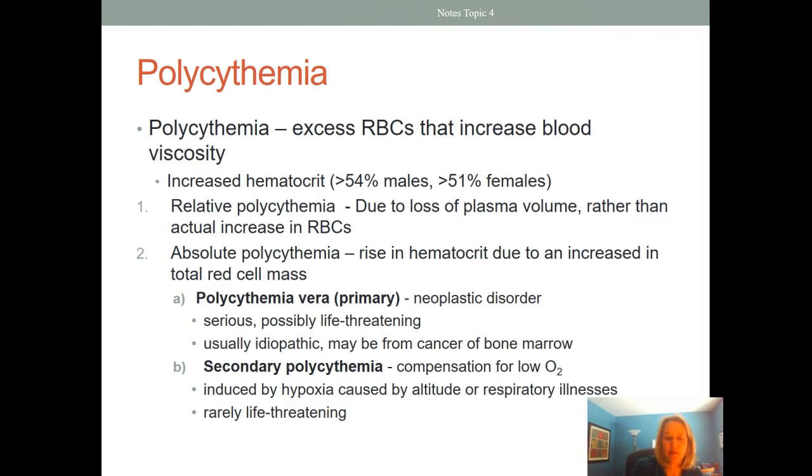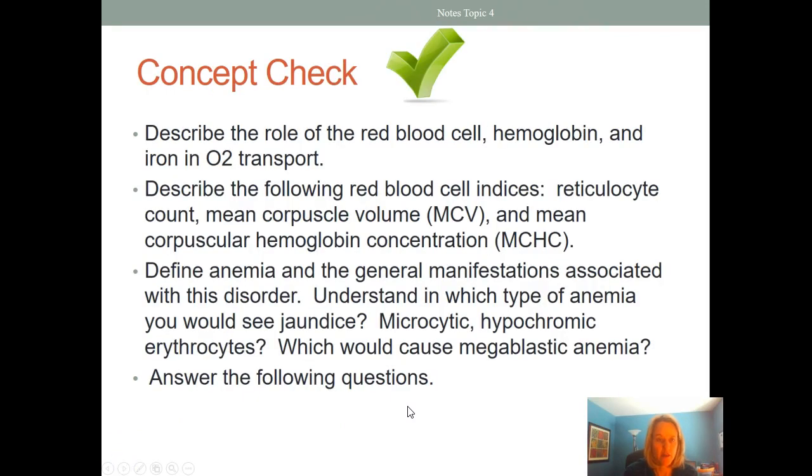In secondary polycythemia, because this is a compensation for low oxygen, that polycythemia is induced by the hypoxia. So the hypoxia is going to cause an increased secretion of erythropoietin, and that erythropoietin is going to stimulate red blood cell production. And this is trying to compensate for the decreased oxygen due to altitude or respiratory illness. Okay, so you should look at the concept check questions and make sure you can answer those, and then we'll go ahead and look at a few other questions here.